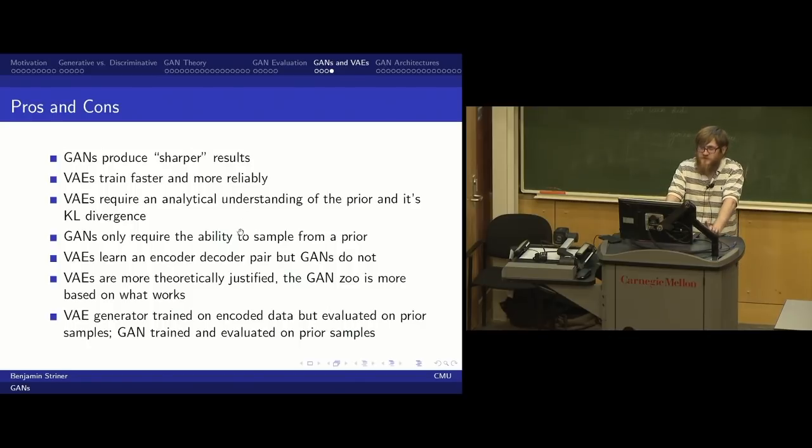One disadvantage, though, is that VAEs learn this pair. They're an autoencoder, so you've got an encoder and a decoder. But when you're talking about a GAN, you just have the decoder part or the generator part, whichever you want to call it, at least in the basic GAN.